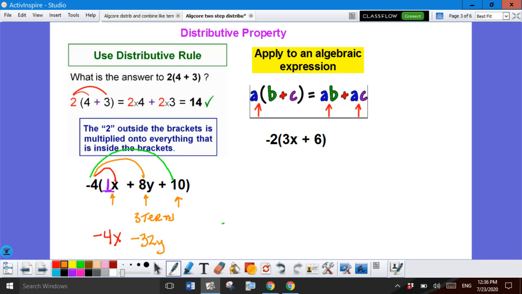The second multiplication, -4 times 8, is a -32y. And it's really important that I keep the signs with the numbers. The third multiplication, -4 times 10, is -40. Okay, -40. So same thing over here. Negative 2 times 3, negative 6. Negative 2 times 6 is a negative 12, okay? We are not going to write this as plus a negative. This is not appropriate, okay? You only get to have one sign in between. So it's either going to be a positive or it's going to be a negative. So one sign in between.